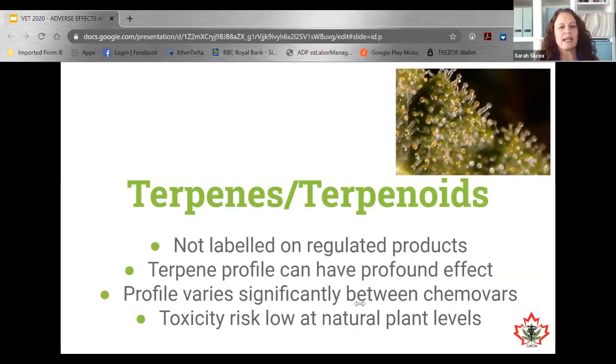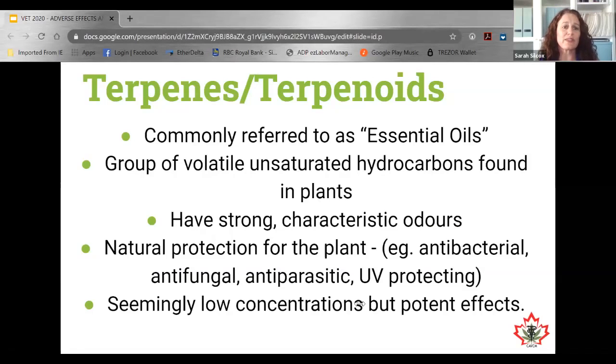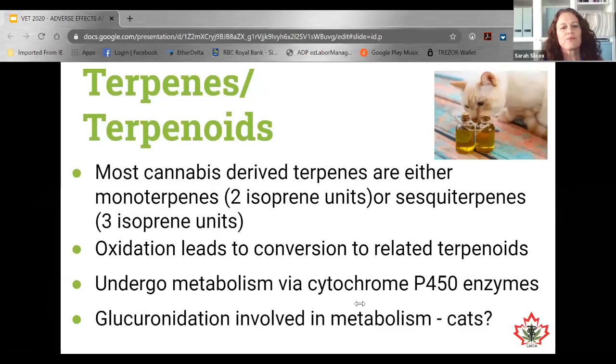What we do know is that at natural plant levels, the risk of toxicity is really low, but newer products are coming to market that provide more concentrated terpenes, much like other essential oils. So again, if we think of these as essential oils, they're volatile, unsaturated hydrocarbons. They have really strong characteristic odors. They serve as natural protection for the plant. And even though they occur at very low concentrations, they can have very potent effects.